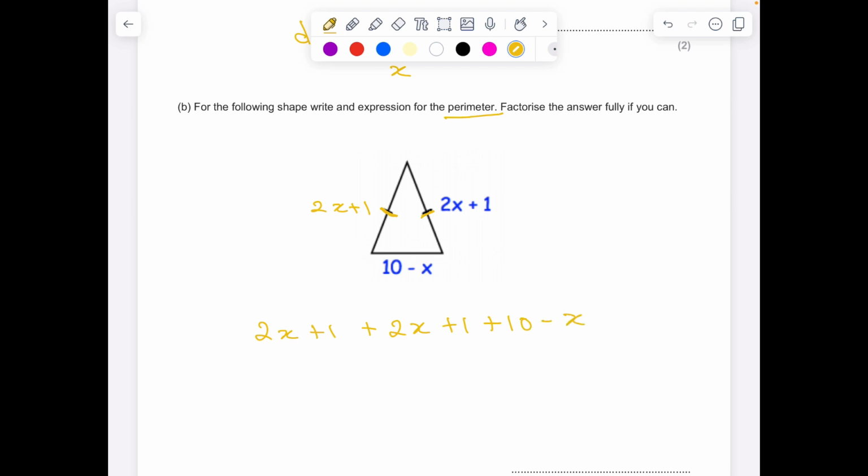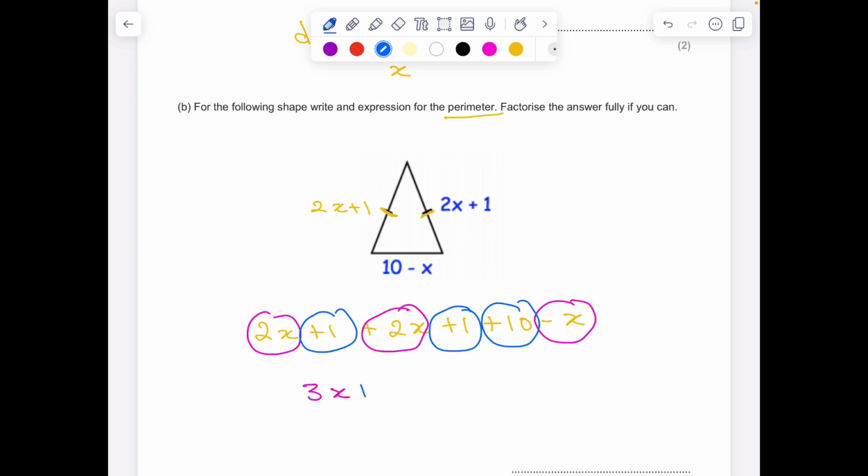And then you gathered all your like terms, so 2x plus 2x minus x. So 2 plus 2 is 4, minus x is 3, so 3x. And then you did 1 plus 1, which is 2 plus 10, which is 12. So you did plus 12. The thing that some of you did not read properly is that it says factorise the answer fully if you can. And actually you can factorise this.